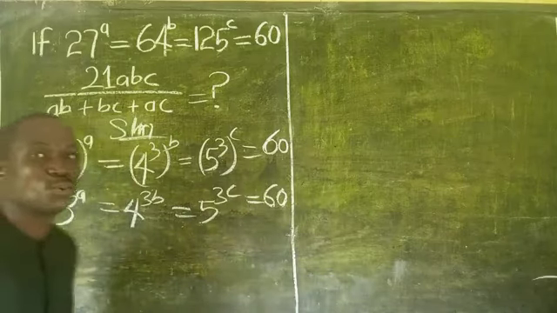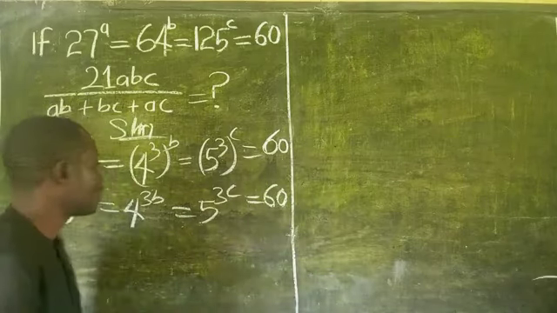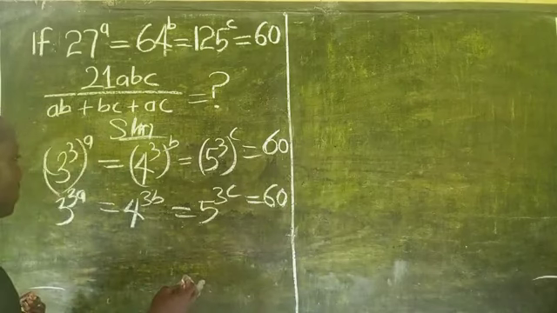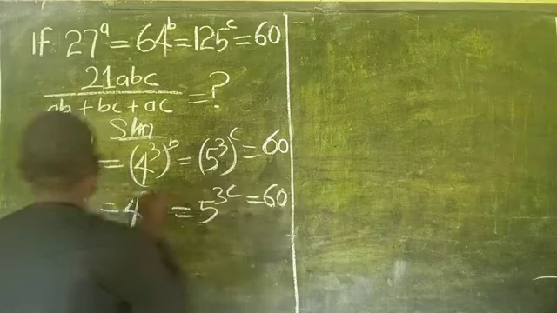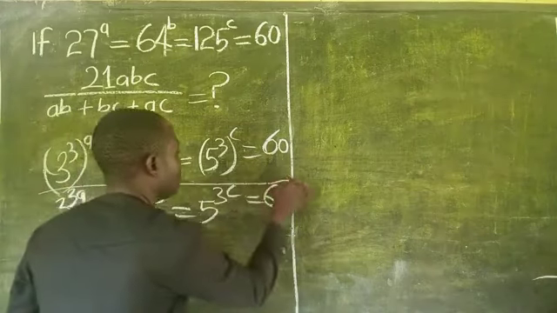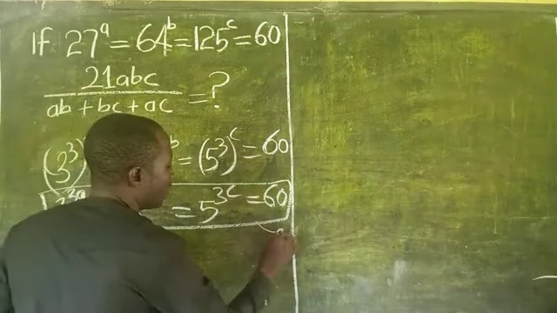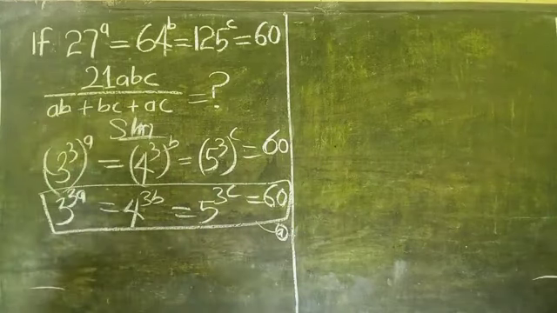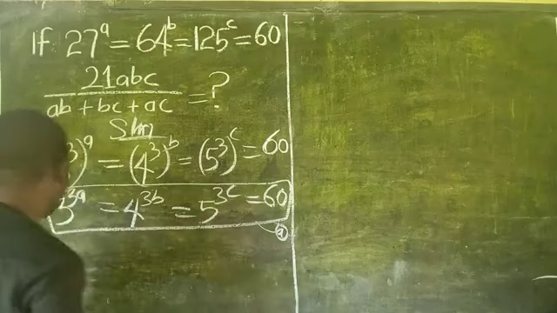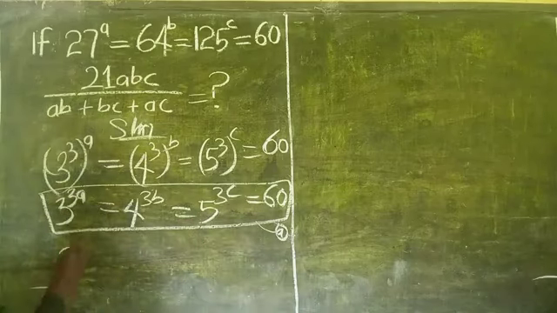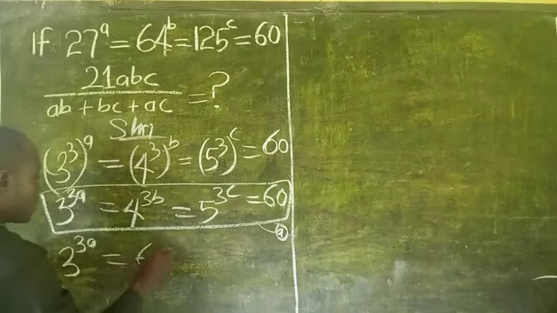So the next thing we'll do now is, I think we call this equation a. Let's call this equation a. So we're going to equate each of the terms to 60. That is to say, 3 raised to power 3a is equal to 60.